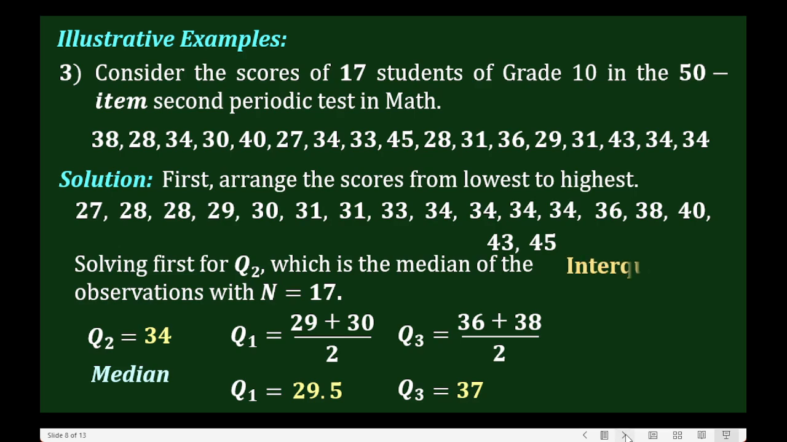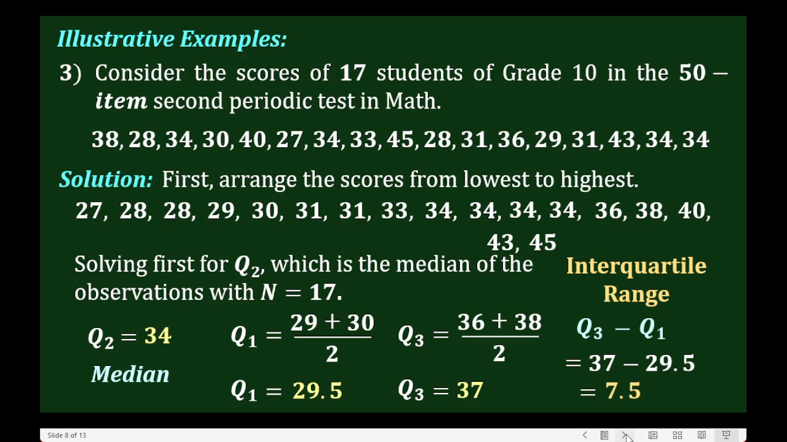And from that, we can determine also the interquartile range. And that is the difference between the upper quartile Q sub 3 and the lower quartile Q sub 1. Substituting their obtained values, that is 37 minus 29.5, and we have the interquartile range, which is equal to 7.5. And with that, I just finished discussing the quartile.